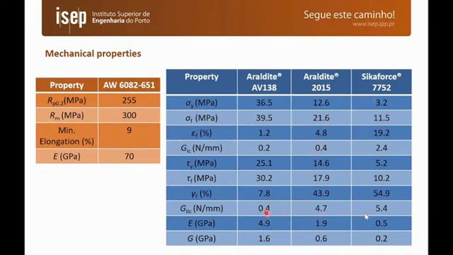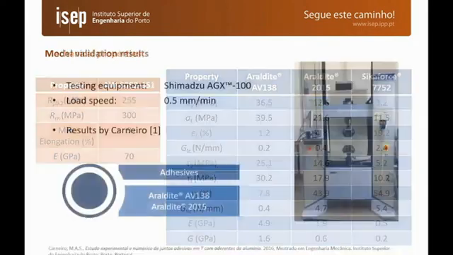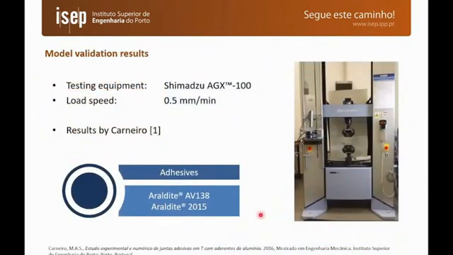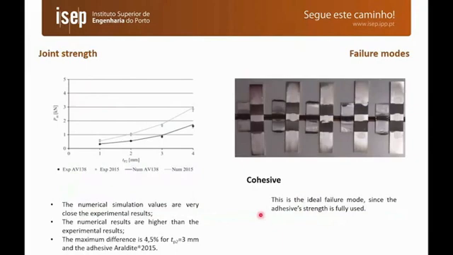The Aerolite AV138 is very brittle, while the other ones are ductile. We want to test different behaviors. And for the validation results, we have here the experimental setup and the loading speed of 0.5 millimeters per minute. Here we can see the maximum strength results of the validation study.